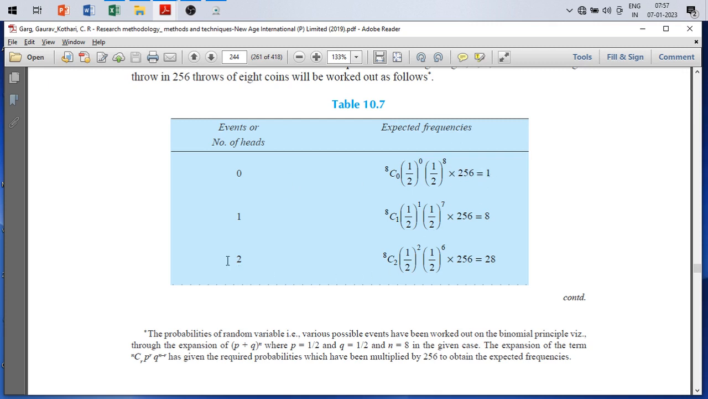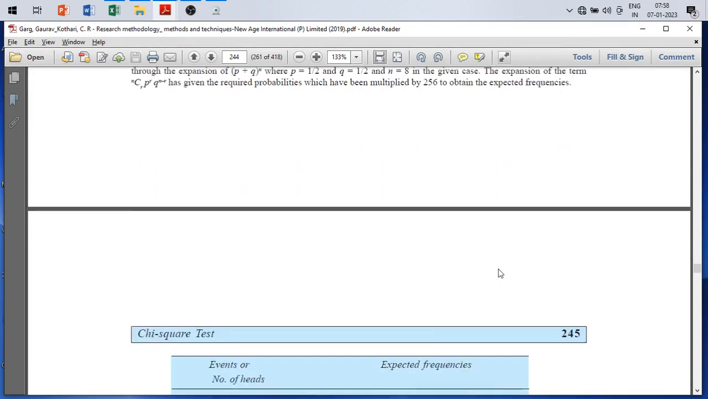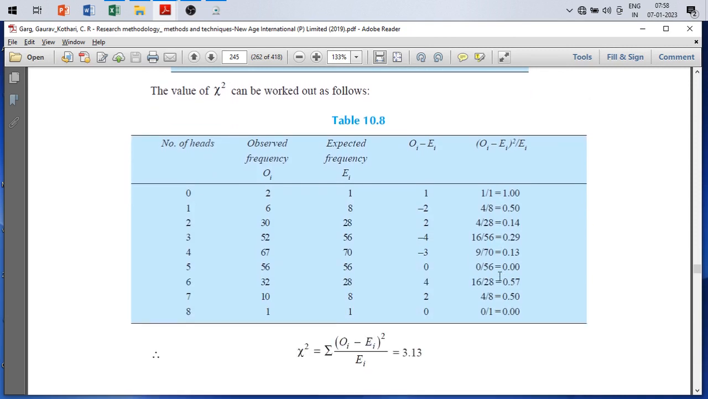Like that, for 2 heads we will do 8C2, because from the 8 coins, any two could have been head. So 8C2, then probability of head is half squared because two heads, then tail is half probability to the power 6 because we got six tails. If we have two heads, we'll have six tails. And then to get expected frequency, we multiply it with the number of experiments, 256. So we get the expected frequency. Like that, we work out the expected frequencies and then we do the same thing.